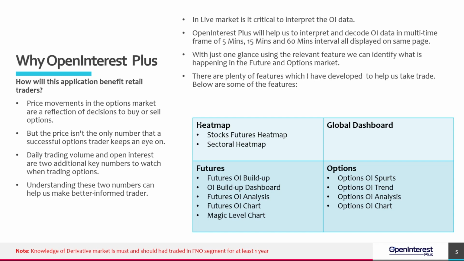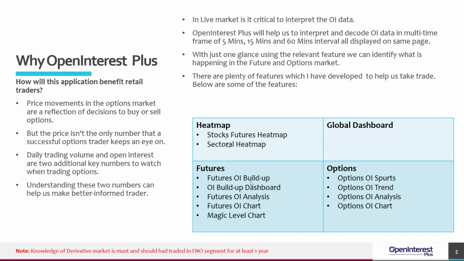So okay, that was about why we should use open interest. On this table, I have four major categories: the heat map, the global dashboard, futures, and options. These are some of the features that I have built into the application.